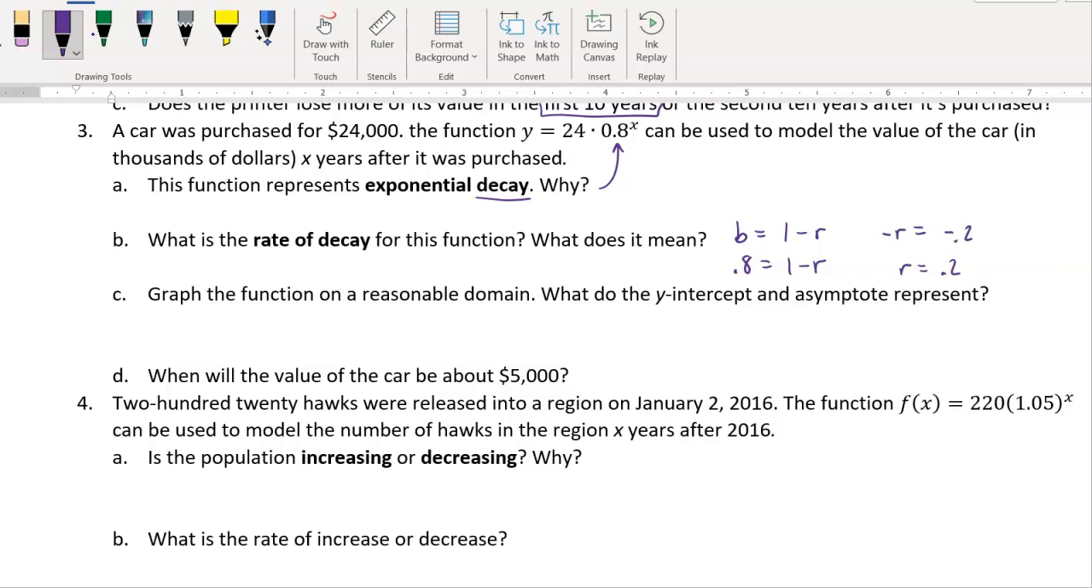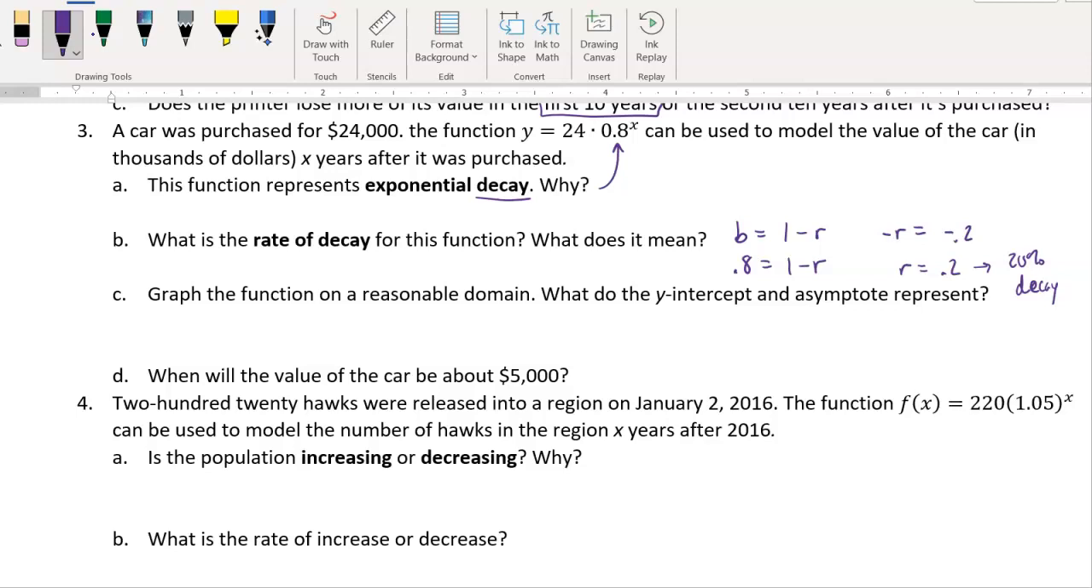So what that means is that represents a 20% decay or decrease in value. So that's what the rate of decay would be, 0.2. And what does it mean? It means that it's losing 20% each year. Or we could say a 20% decay. So graph the function on a reasonable domain. What do the y-intercept and asymptote represent?